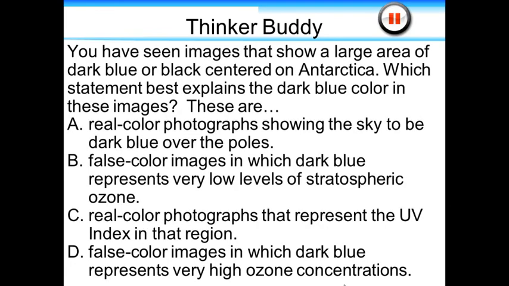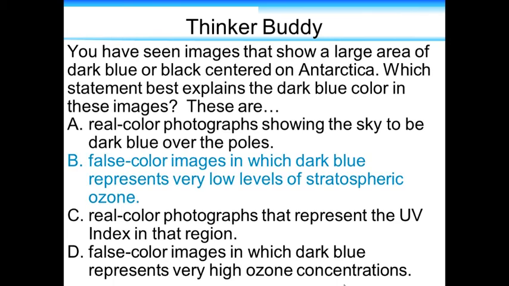Another Thinker Buddy question. You have seen images that show a large area of dark blue or black centered on Antarctica. Which statement best explains the dark blue color in these images? A. Real color photographs showing the sky to be dark blue over the poles. B. False color images in which dark blue represents very low levels of stratospheric ozone. C. Real color photographs that represent the UV index in that region. D. False color images in which dark blue represents very high ozone concentrations.